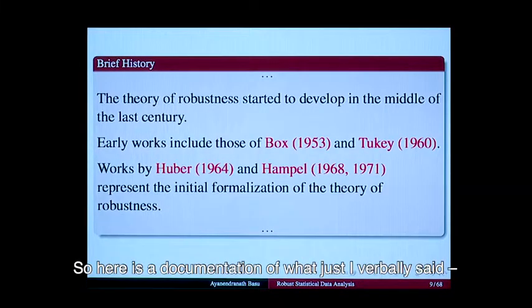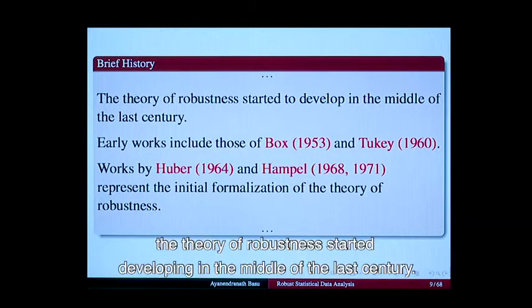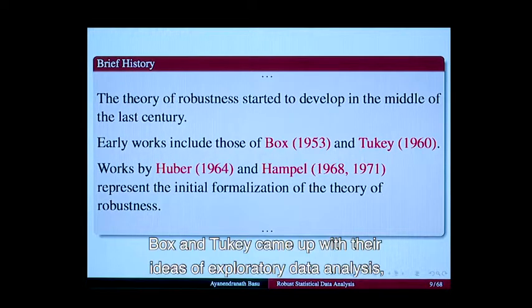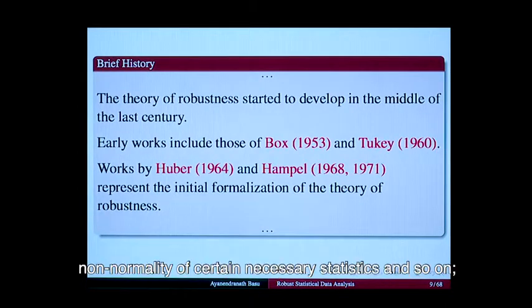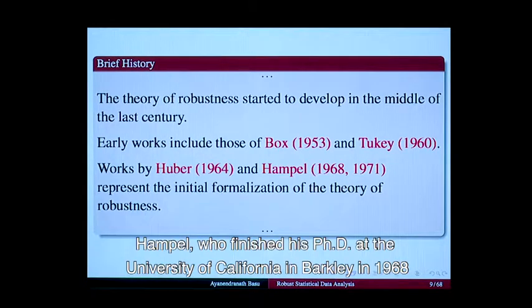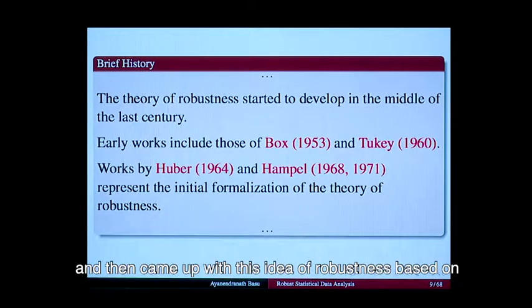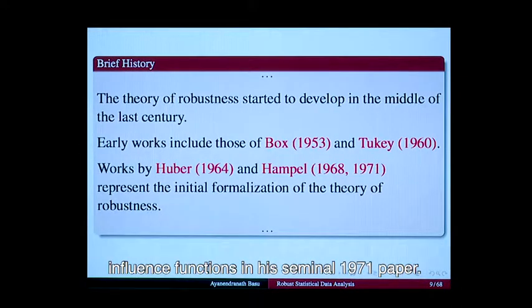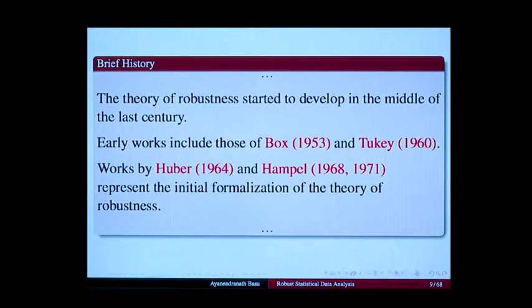So, here is a documentation of what I just said verbally. The theory of robustness started developing in the middle of the last century. In the 1950s, Box and Tukey came up with their ideas of exploratory data analysis, non-normality of certain necessary statistics and so on. Then came Huber. After Huber came another very bright statistician, Hampel, who finished his PhD at the University of California in Berkeley in 1968, and then came up with this idea of robustness based on influence functions in his seminal 1971 paper.